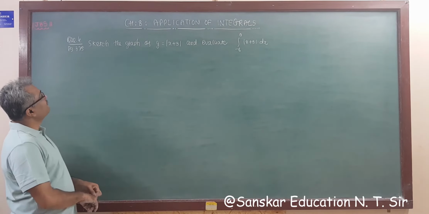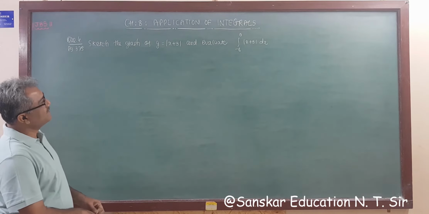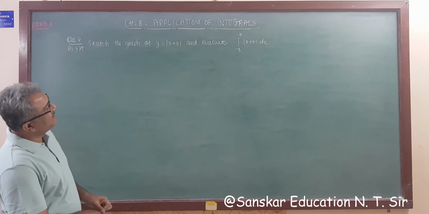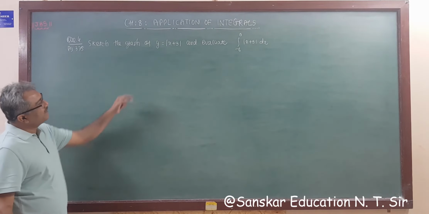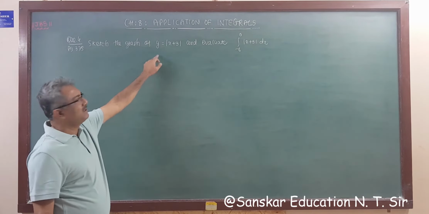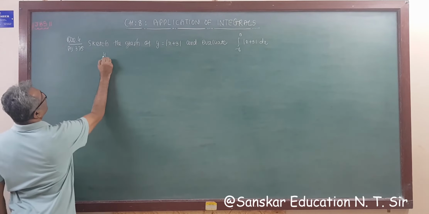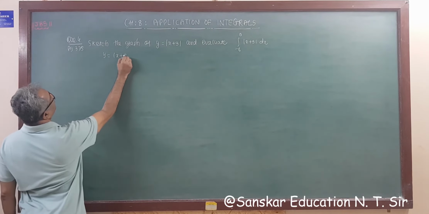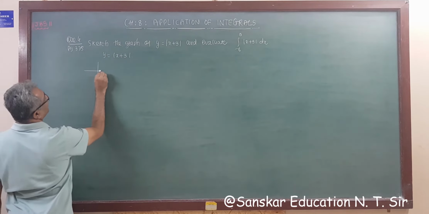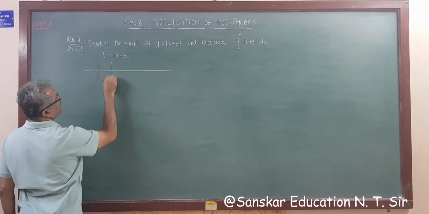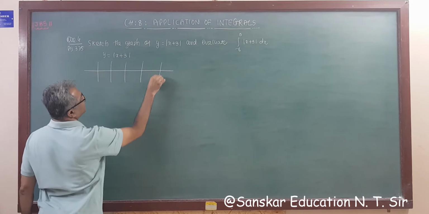Okay. So question number 4: sketch the graph of y equal to mod x plus 3 and evaluate the integration from minus 6 to 0 of mod x plus 3 dx. First of all, we have to sketch the graph of this function. So we have to take different values to prepare a table. We can take 2-3 values for getting the answer.